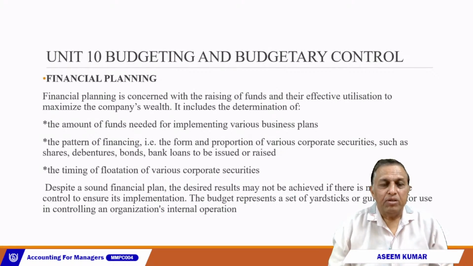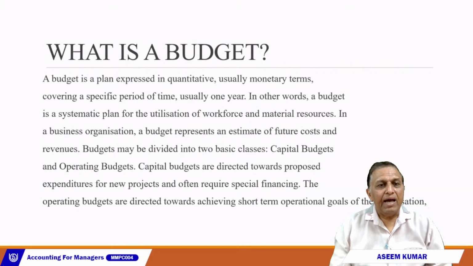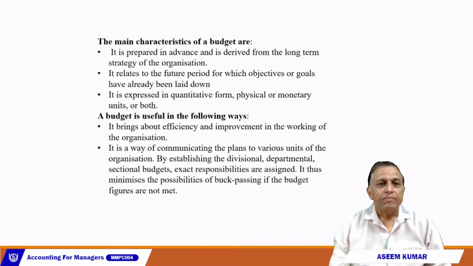Sorry for the interruption, it was a technical glitch. We are resuming with unit 10 on the topic budgeting and budgetary control. We have already discussed the financial planning and the budget. Before the technical glitch crept in, we were discussing the main characteristics of a budget.